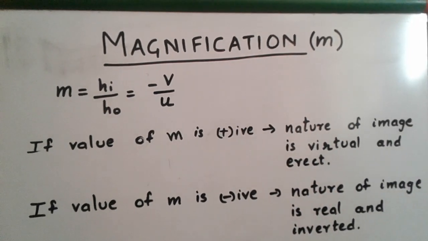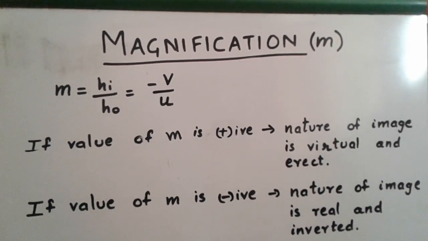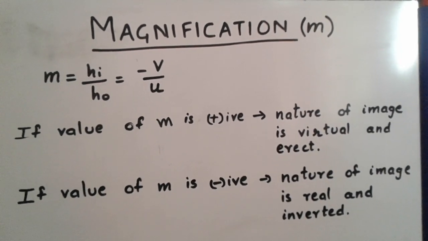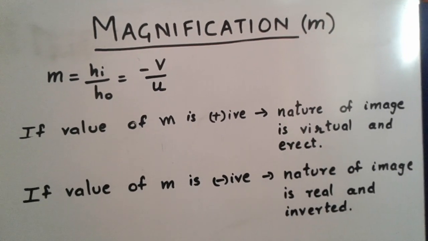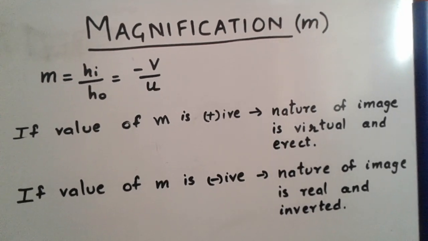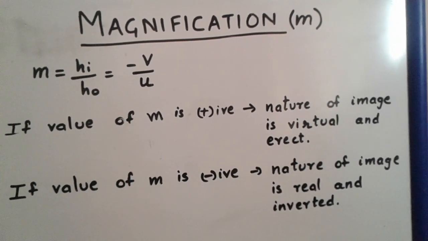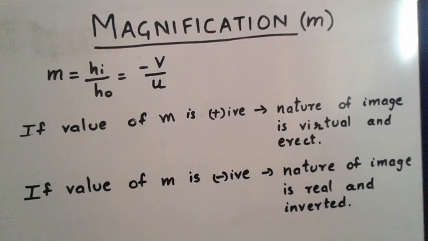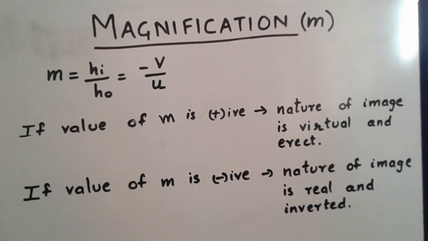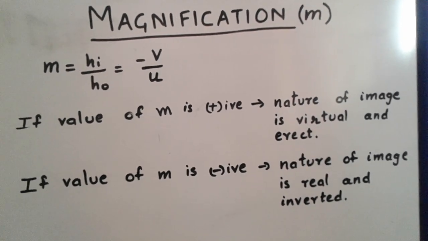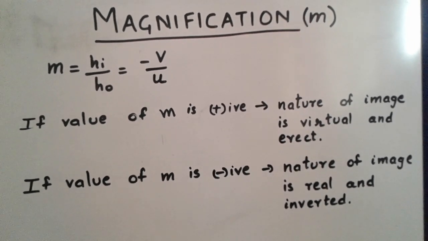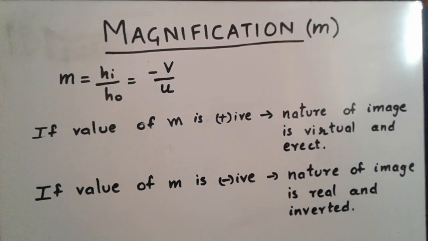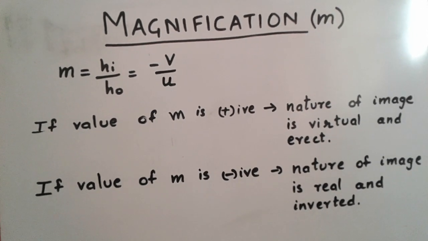Magnification can also be minus or plus. That means the value of m, other than the numerical value, can come positive or negative also. If the value of m is positive, it means that the nature of the image is virtual and erect. If the value of m is negative, then the nature of the image is real and inverted. This means that the image will be upside down, as we have seen in 5 cases of the concave mirror.